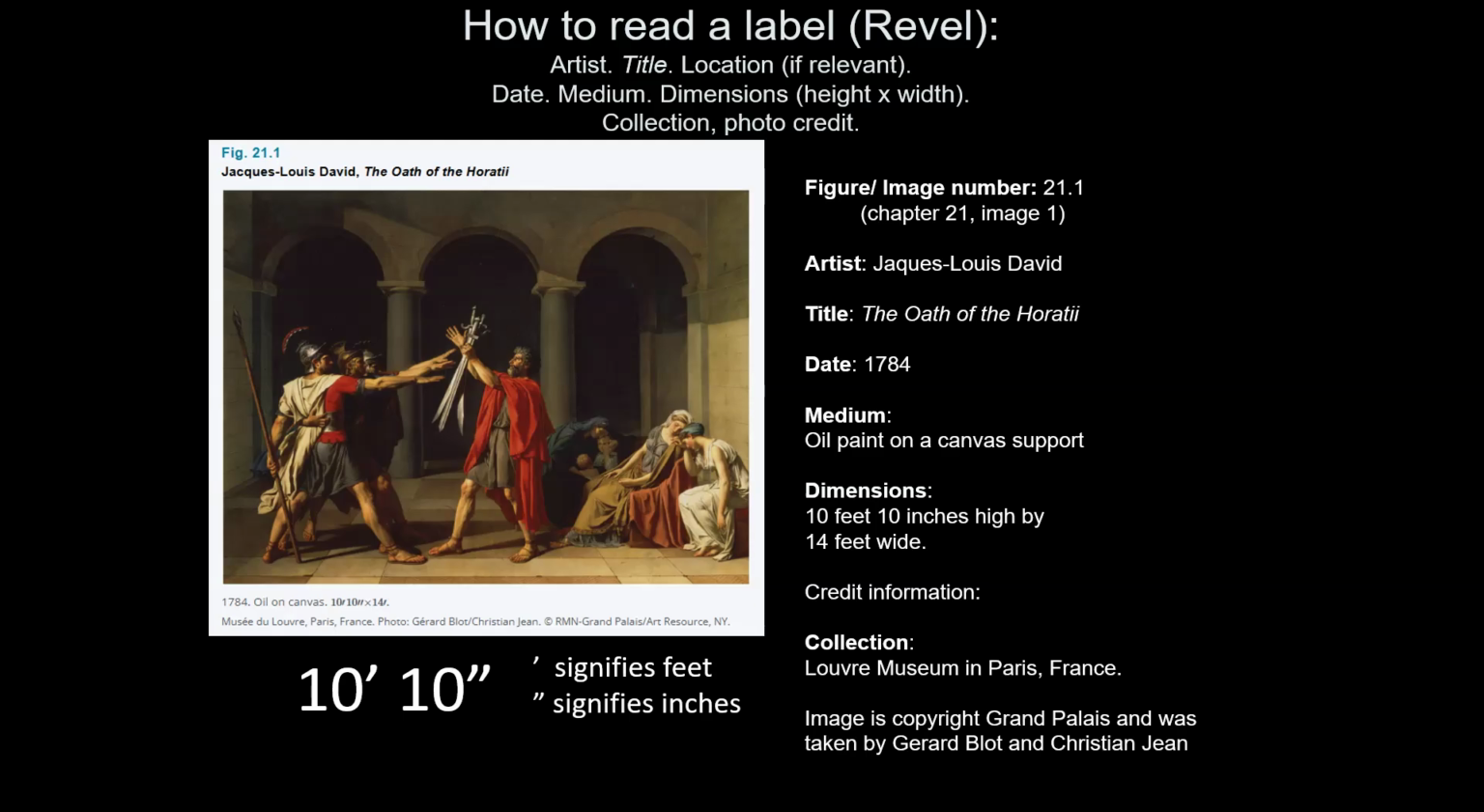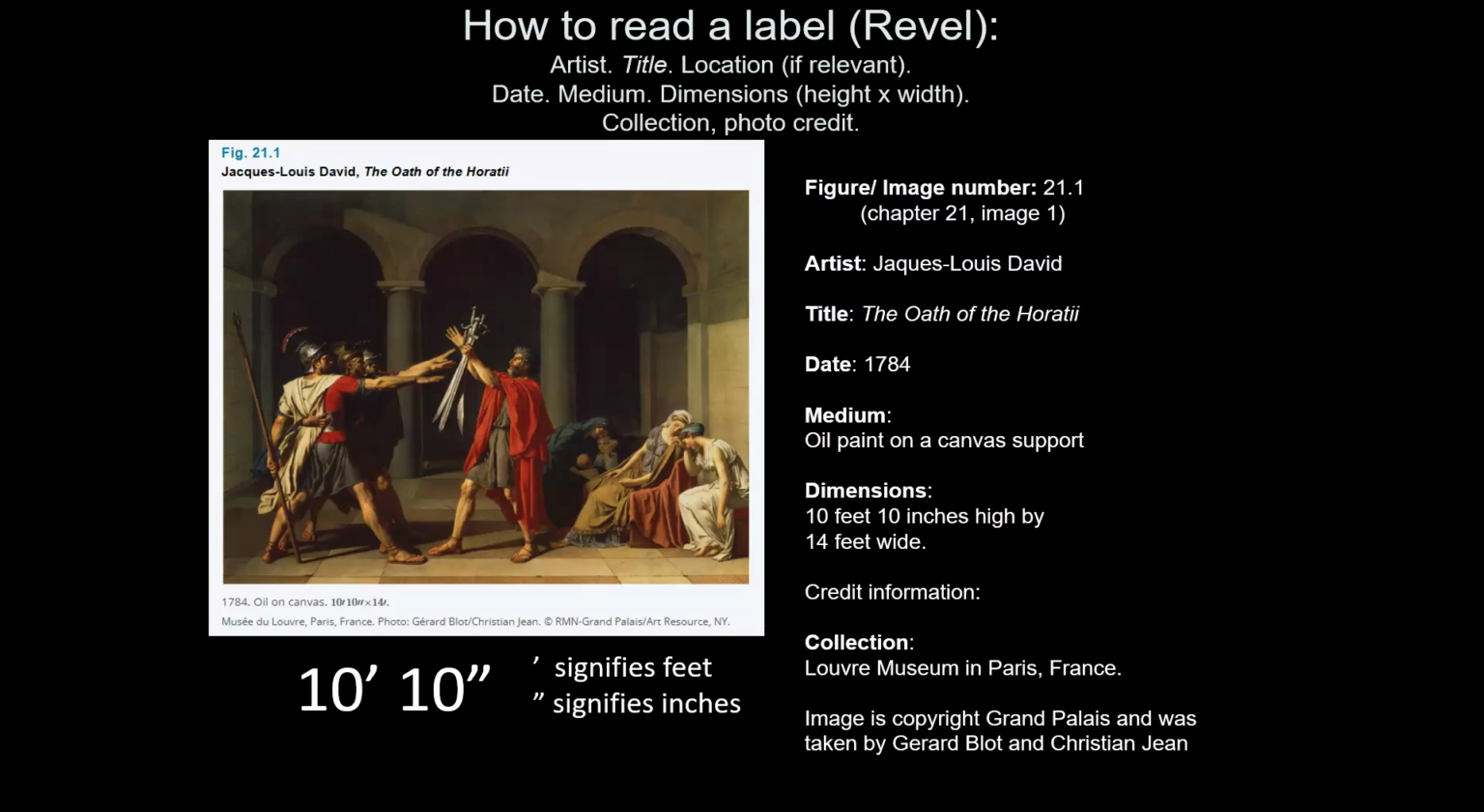All right, so for an example on how to read a label, let's say you are asked to look up image 21.1 in your textbook. So here it is, figure 21.1. That means, by the way, that it is from chapter 21, image 1. The artist is listed first, then the title. Below the image, we have the date, the medium, and dimensions. So over there on the right, you can see I've laid out what each thing means.